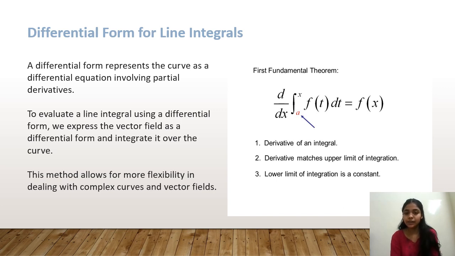This is what d by dx of the integral from a to x of f of t dt equals f of x. First, we should derive the integral. This is the derivation of the integral. The derivative matches the upper limit of the integration. Here the upper limit is x, the lower limit is a. The lower limit of integration is a constant. Here a is a constant.